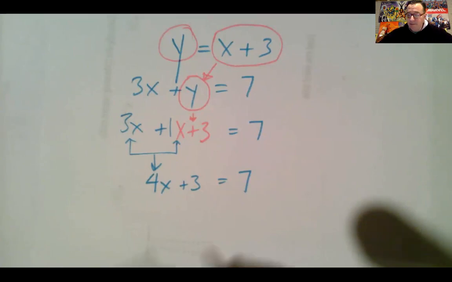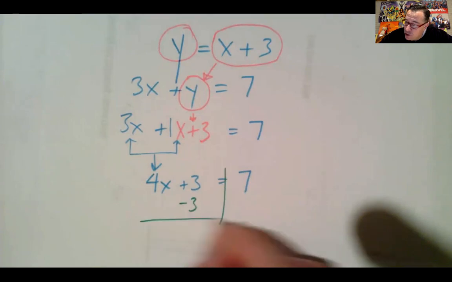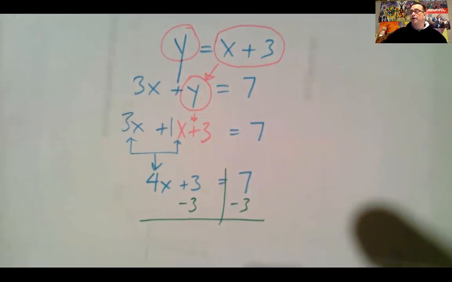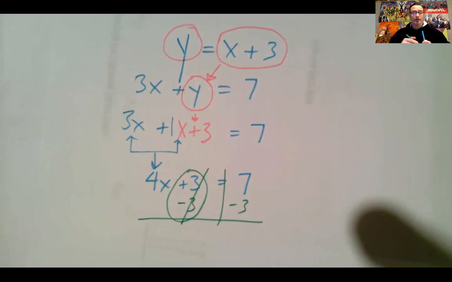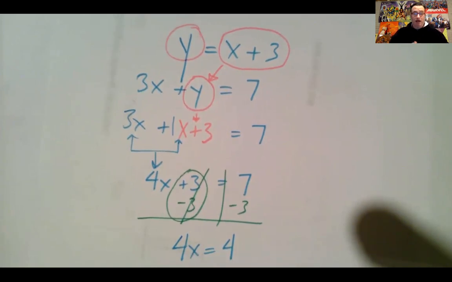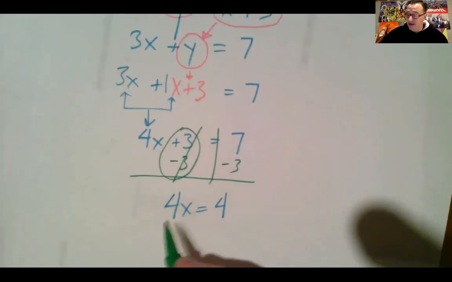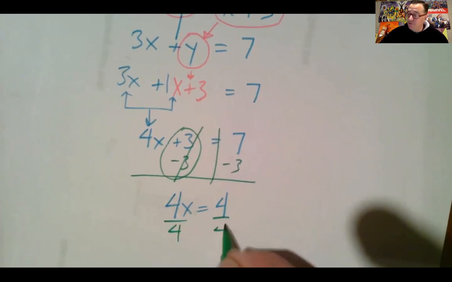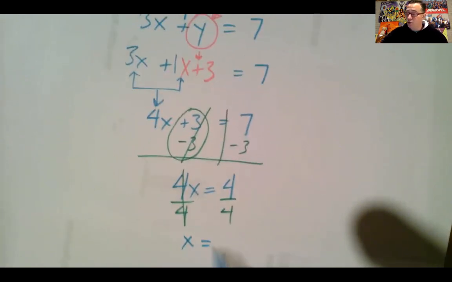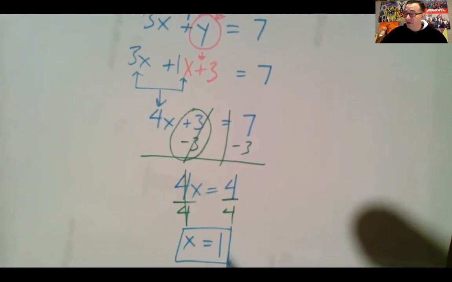I've got to get rid of that 3, so I can subtract 3 from both sides, just like I had to do before. And now I get my 0 pair on this side, and I'm going to get that 4x is equal to 7 minus 3, or 4. And I had to divide last time, just like I have to divide this time. Divide by 4, divide by 4. I'm going to get that x is equal to 1. It looks a little different to get there, but the process is the same. Replace the y in the other equation, solve that equation for x and get it.